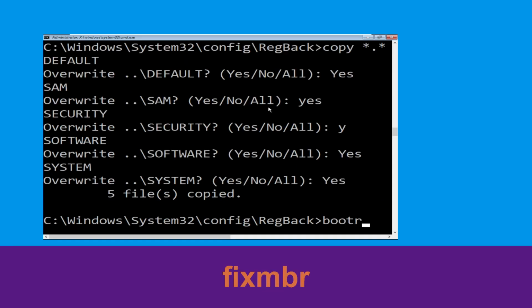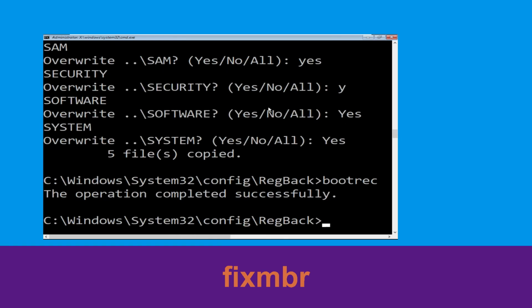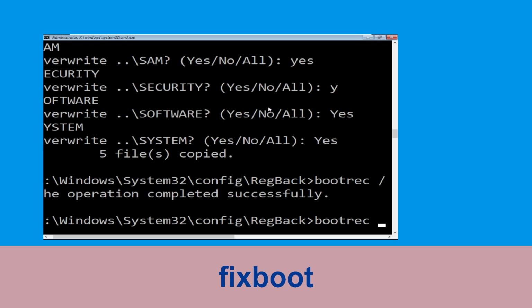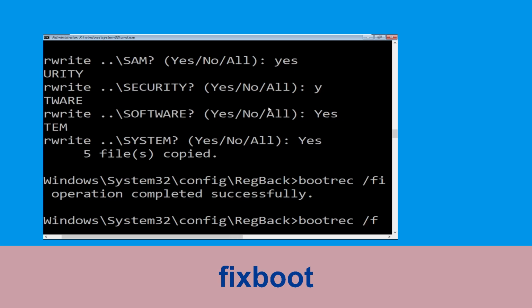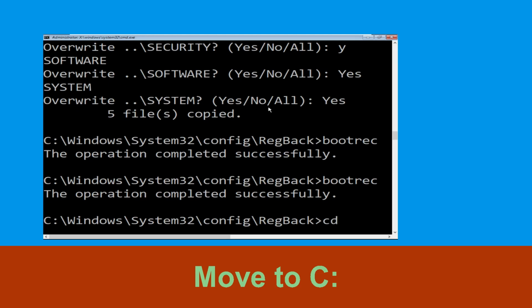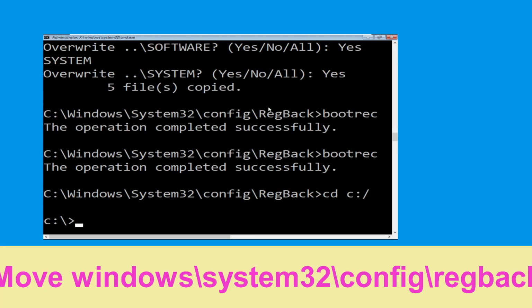Now type bootrec space /fixmbr and simply hit enter. Type bootrec space /fixboot and hit enter. Now type cd space c: / and simply hit enter. Now type cd space Windows /System32 /config /regback and hit enter to execute.